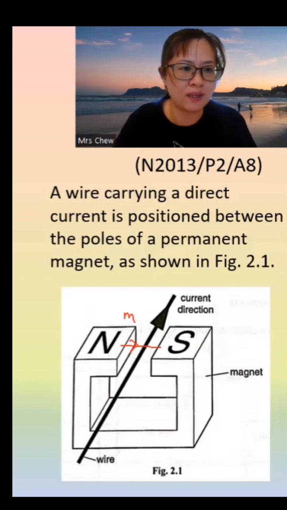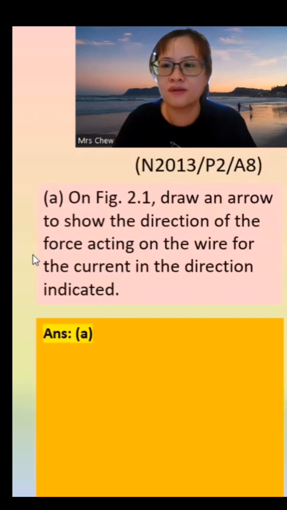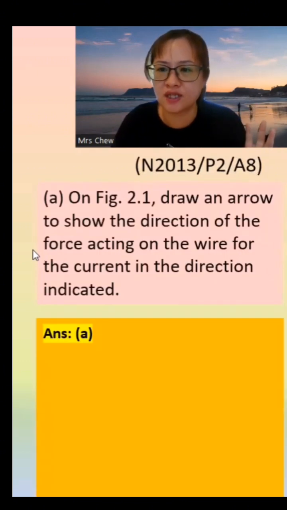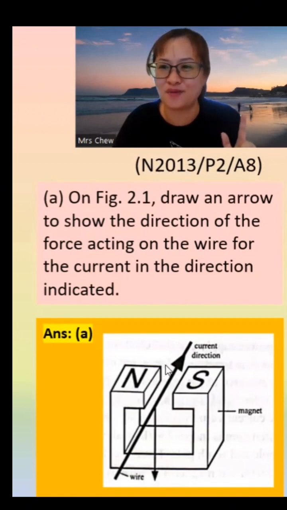So let's see what the question wants us to do. On the figure, draw an arrow to show the direction of the force acting for the current indicated. Yeah, see, the direction is downwards. Okay, so go practice your Fleming's left-hand rule, and this chapter will be very easy for you.